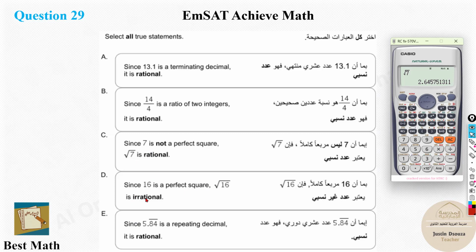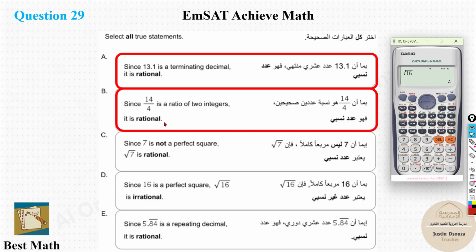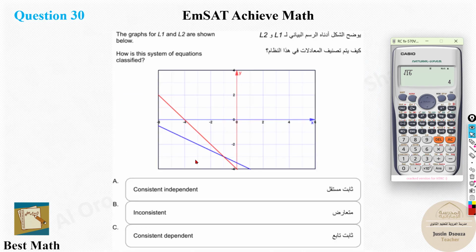Since 16 is a perfect square, it's irrational. Wrong. 16 is a perfect square, it's 4, so it's a rational number. It stops. It's a whole number. Now, 5.84 with a line over it means it keeps on repeating. 5.848484 is a repeating decimal. It is rational. Only the first two are correct. This is rational and this is also rational. All the others are wrong. So go one by one, eliminate the wrong ones and keep the correct ones.